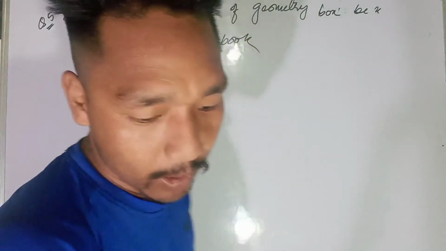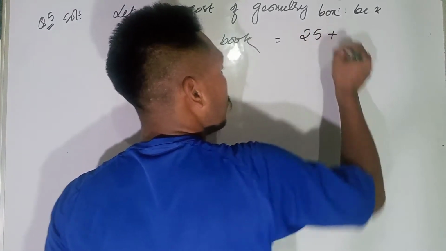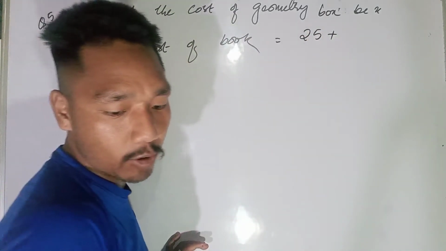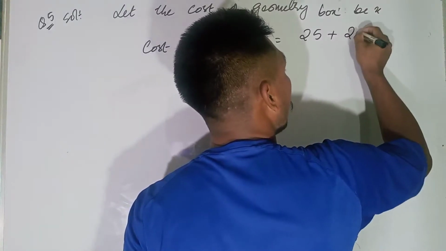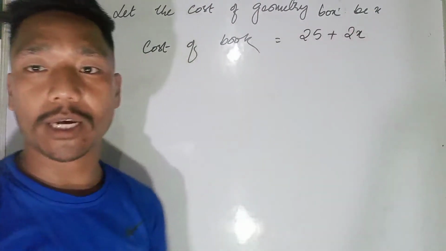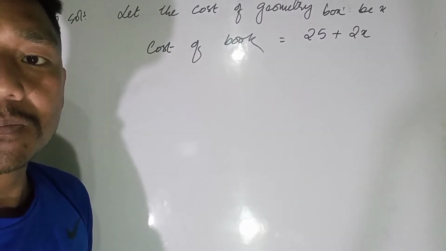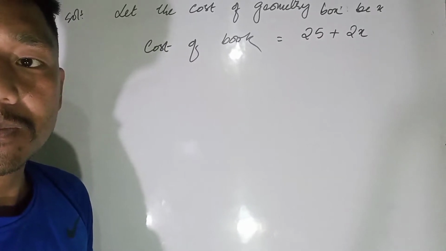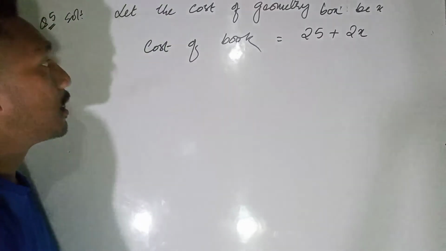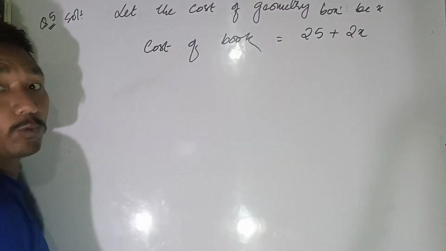And the cost of the box is how much? The cost of the box is 25 more than twice the cost of the geometry box, meaning 2 times the geometry box. The cost of the geometry box is x. I think you're clear about this one. So if the cost of the geometry box is x, then the cost of the box is 25 plus 2x.